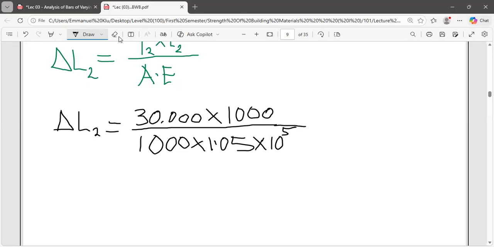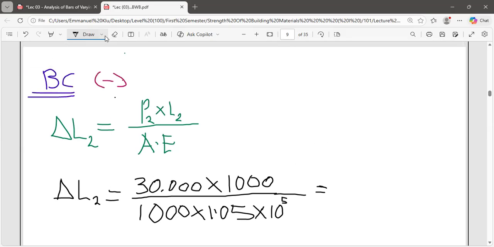So finally, what are you going to do? Quickly work this out and tell me the answer, and let's proceed. So what are we getting after trying this? 30,000 times 1,000, which is the length, all over 1,000 times 1.05 times 10 exponent 5. But in this case, you should take note of what we said about this one.